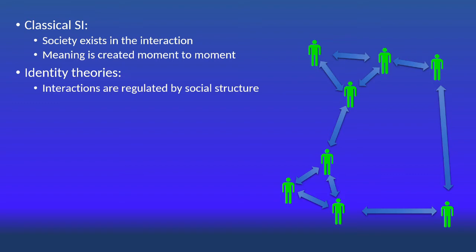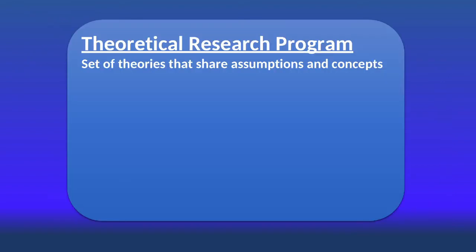This viewpoint comes to us from structural symbolic interaction, a theoretical research program within symbolic interaction. A theoretical research program is a set of theories that share theoretical concepts and sometimes the same assumptions. Within a theoretical research program, individual theories are known as unit theories. We're going to look at two unit theories today: structural identity theory and the perceptual control model of identity.